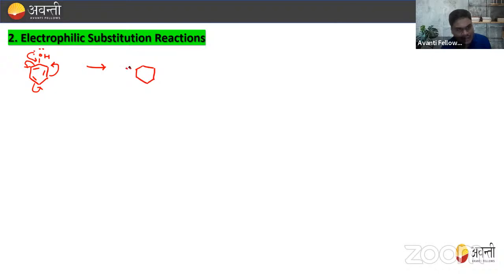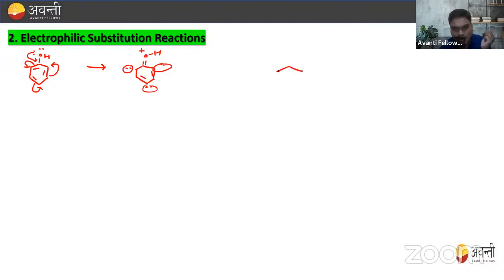Like in the first case, we have 2 electrons at this position, right? This remains the same, this remains the same. In the next, we have 2 electrons here. In the next, we have 2 electrons here. So we can observe that electron density, which means the number of electrons per unit volume, is more only at the ortho and para positions, right?